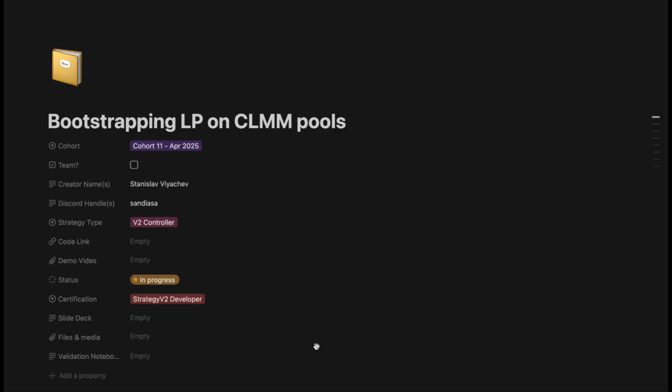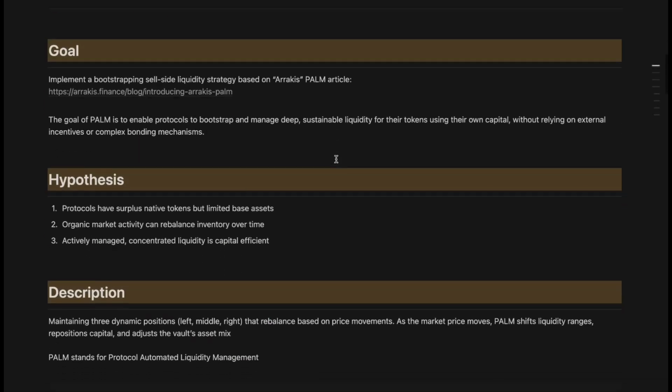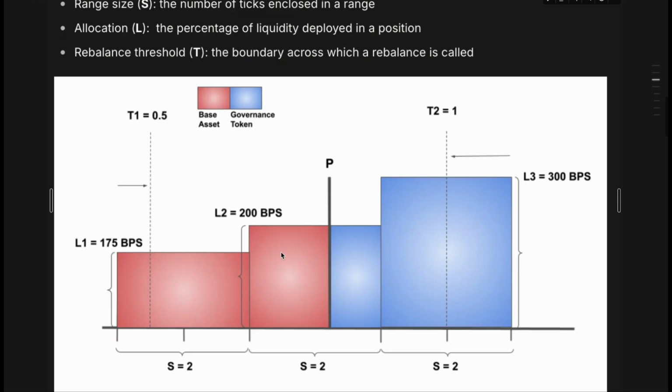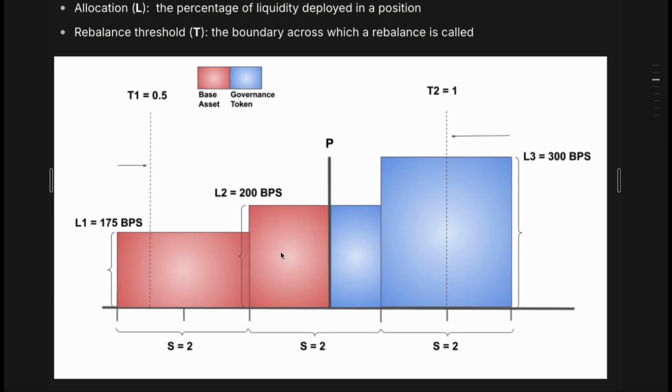Hello, my name is Stan, and I will be showcasing a type of bootstrapping strategy that Arrakis protocol is using. They have lots of articles explaining how it works in depth, but here is an overview. This strategy aims to capture quote assets, and it does so by having those three liquidity positions.